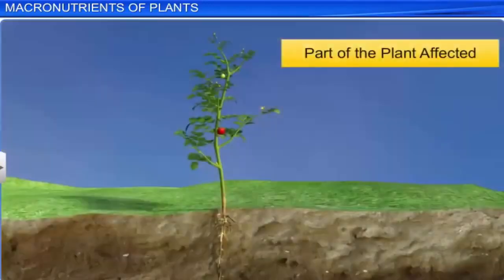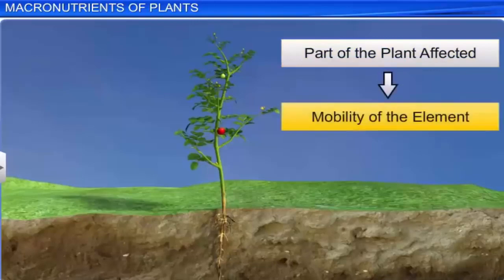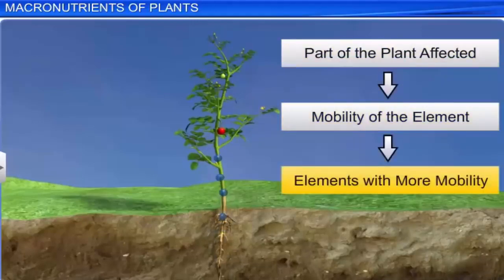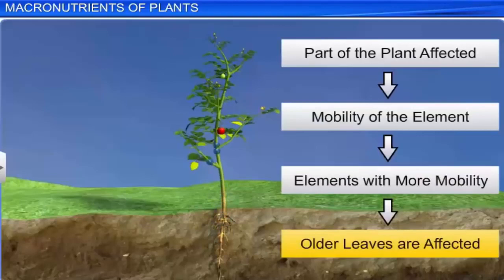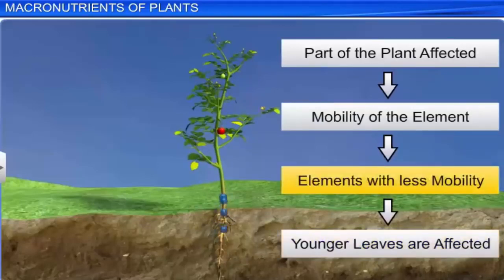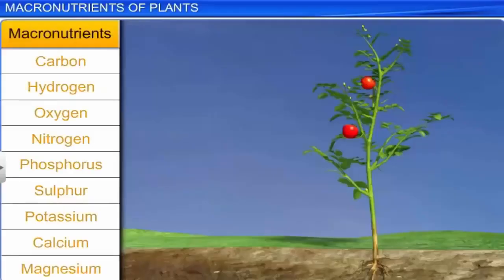The parts of the plant that show the symptoms of deficiency also depend on the mobility of the element in the plant. Elements with more mobility export to younger leaves, making older leaves prone to symptoms. Younger leaves get affected in case of a less mobile element. Let us take a look at macronutrients and the symptoms of their deficiency in plants.